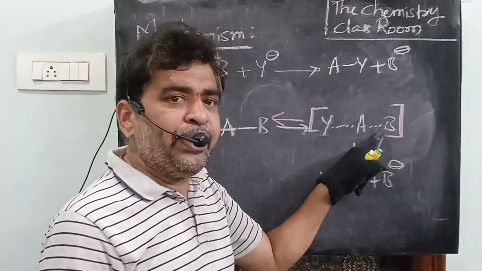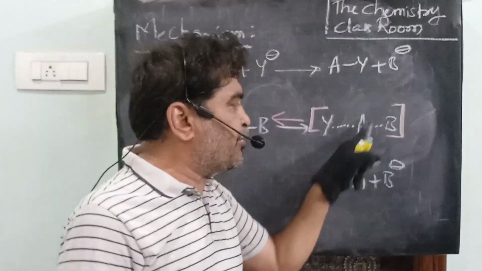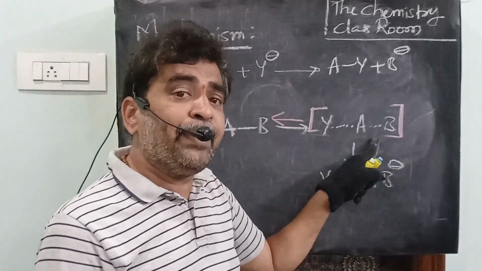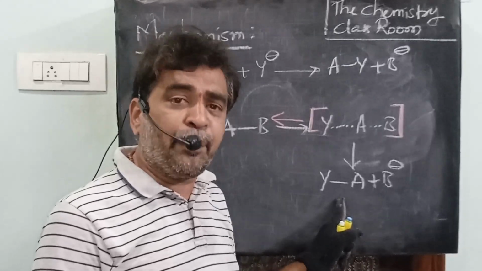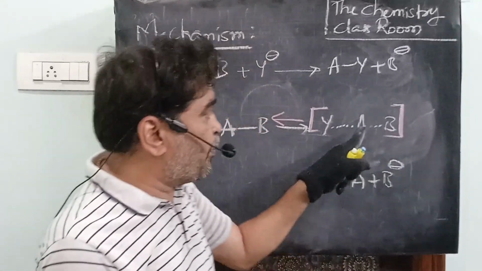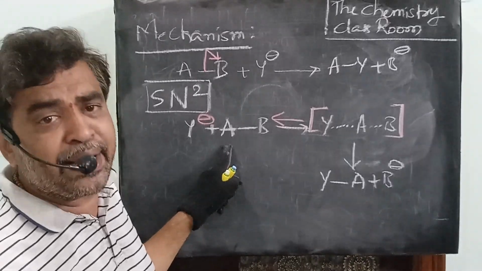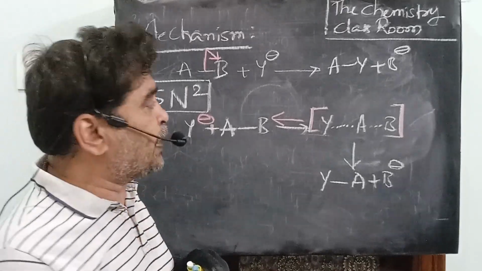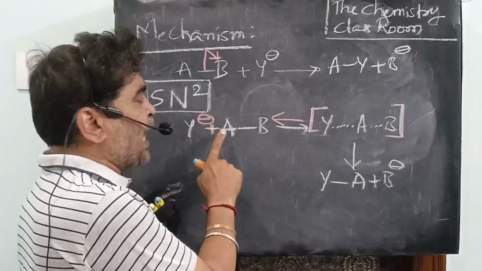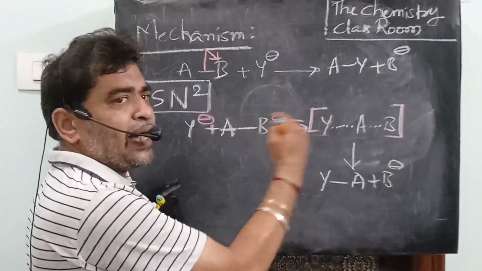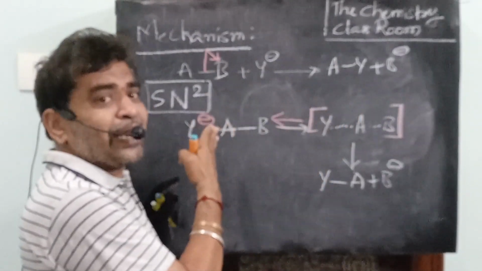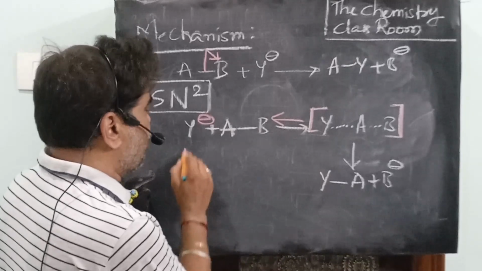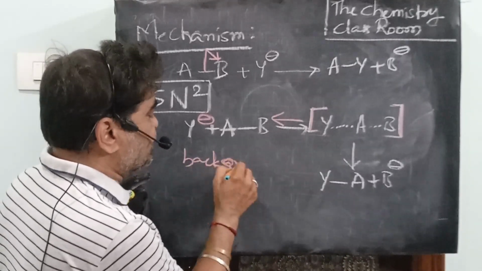From that intermediate you can form the reactants, and from the intermediate you can form the products. If A-B is completely cleaved and Y-A bond is completely formed, automatically you are getting the products. If the bond is not cleaved and the bond is not formed, you are getting the reactants again. So that's why the reaction mechanism is called SN2 mechanism. Here you see, the Y minus attacks from the left side and from the right side the B is eliminated. From the back side the Y is attacking, from the front side the B is eliminated. That's why this attack is called backside attack.